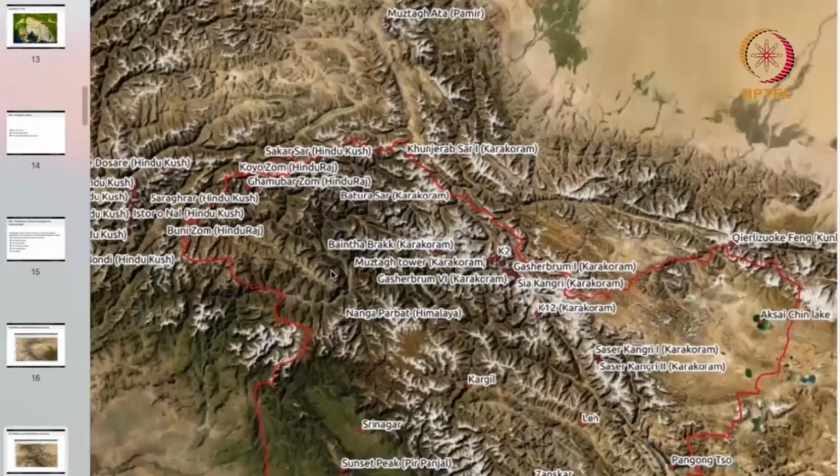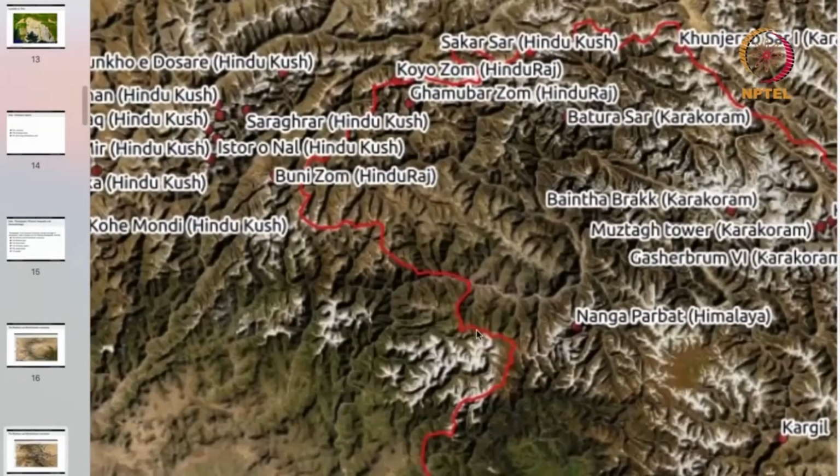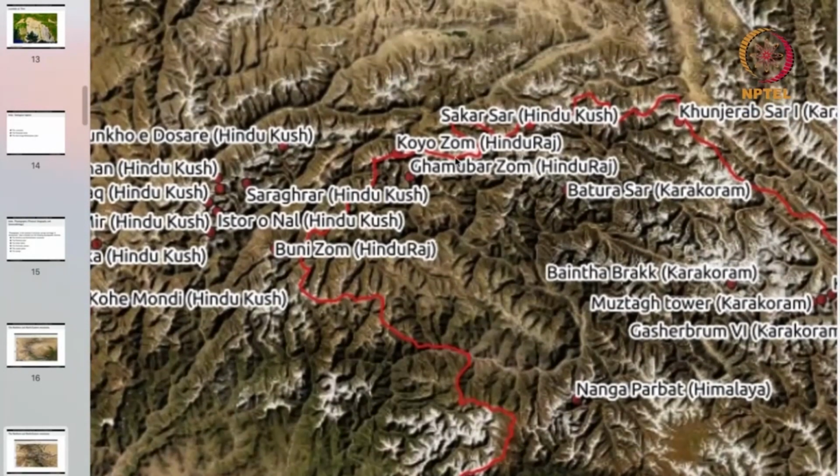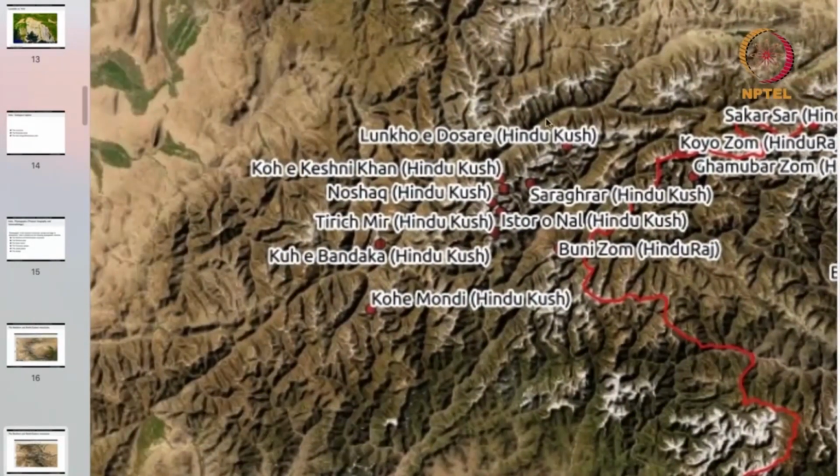so this is again our union territories of Jammu and Kashmir and Ladakh. So here between the Hindu Kush range and the Karakoram and the Himalayas, we have another range which is known as the Hindu Raj range. Bunizome and Koyozome are important peaks in this range, and this is followed by the Hindu Kush range here.